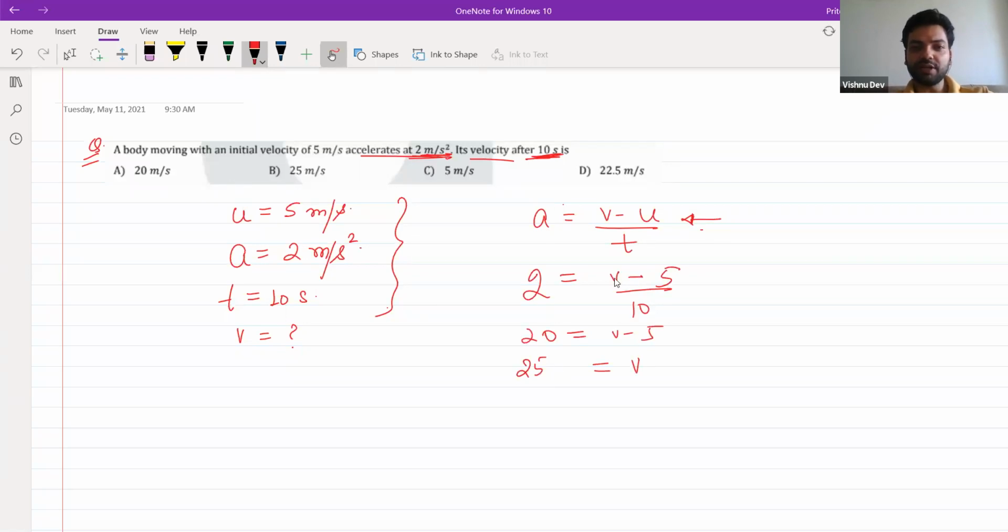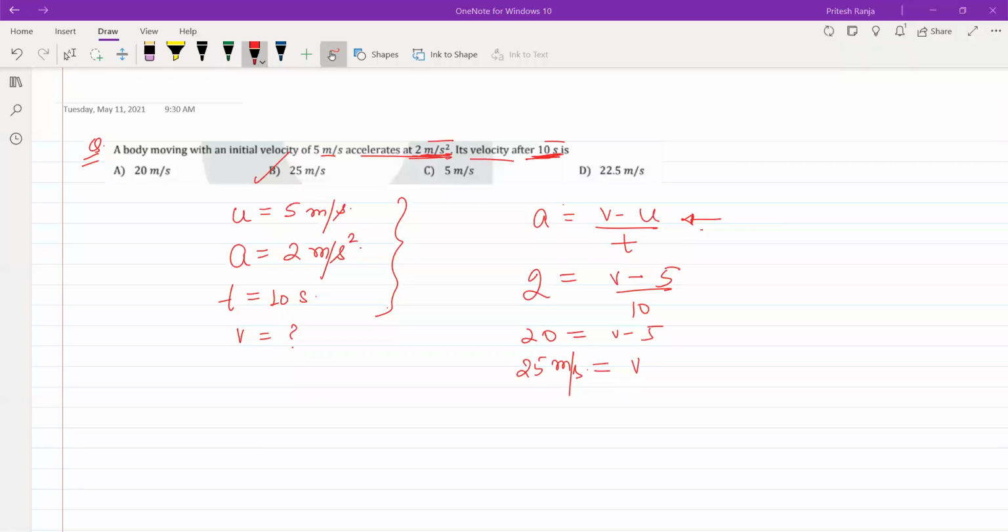And what will be the unit? Everything is in SI unit, so it will be meter per second. So yes, we get V. Is it understood to everyone? Those of you who got 20 or 22.5? Yes, sir.